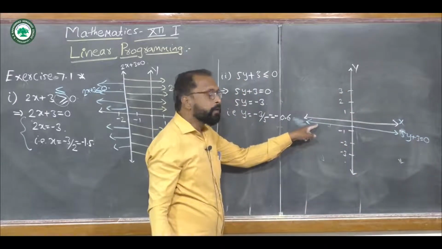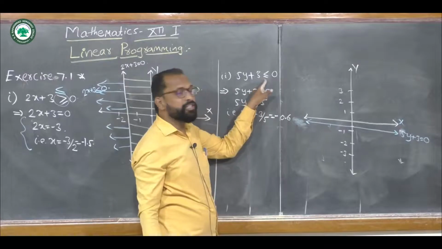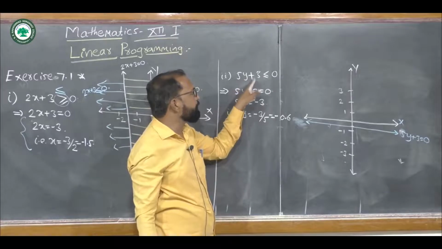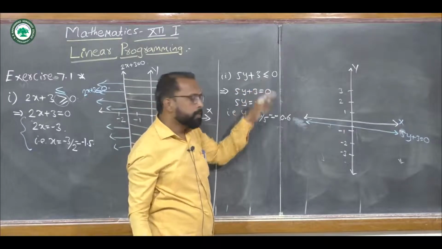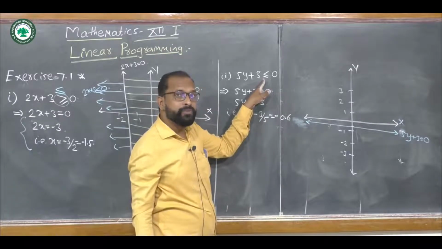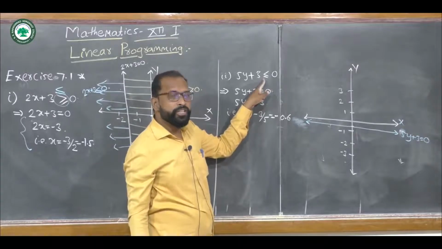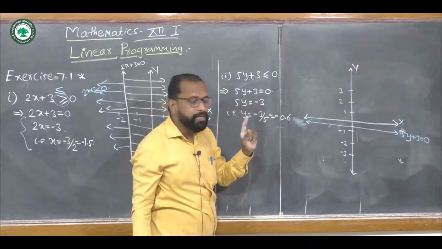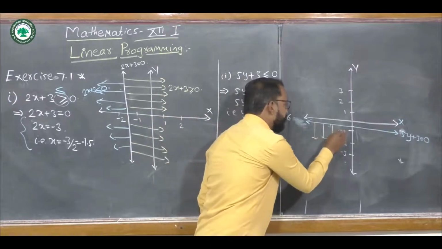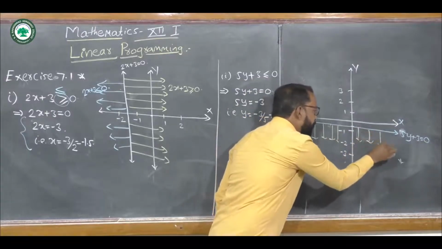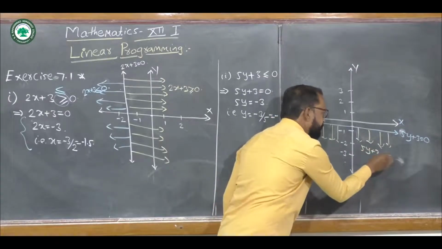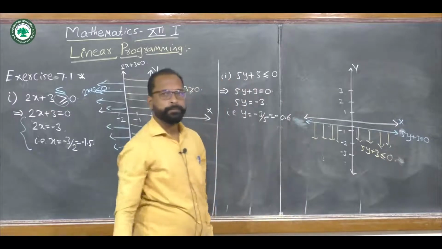This is the line. Now we have to consider a region of the type less than or equal to, because here the inequality given is 5y plus 3 is less than or equal to 0. We know that if the inequality is of the type less than or equal to 0, we consider the region below the line. So this is the region for the inequality 5y plus 3 is less than or equal to 0.